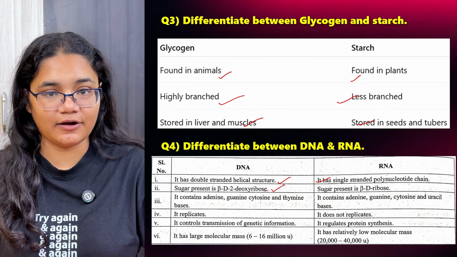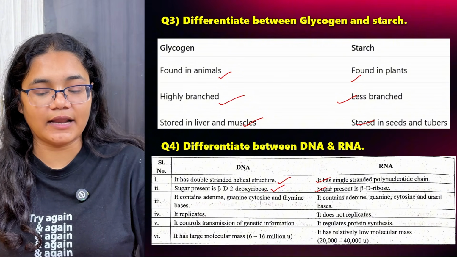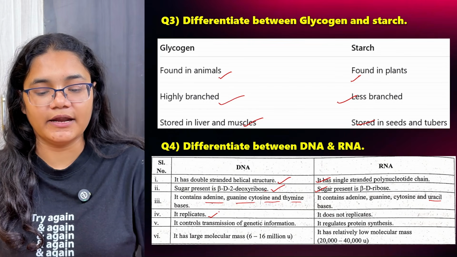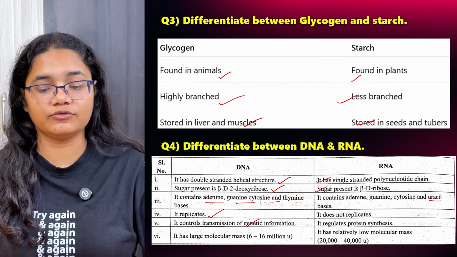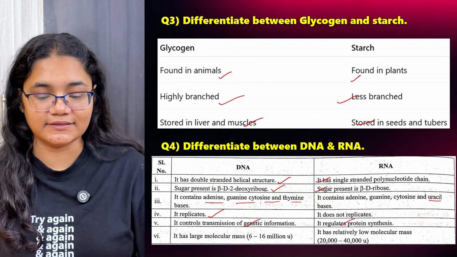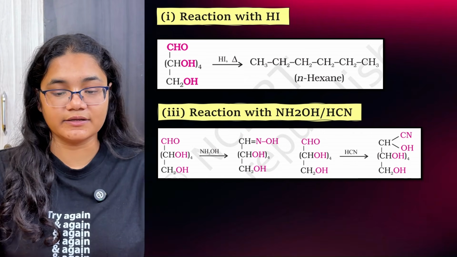Sugar present is beta D-2-deoxyribose. Here we have beta D-ribose. And the nitrogenous bases are adenine, guanine, cytosine, thymine. Here you have uracil. It replicates, does not replicate, controls the transmission of genetic information. It is mostly important for protein synthesis. Large molecular mass here and it has relatively low molecular mass.